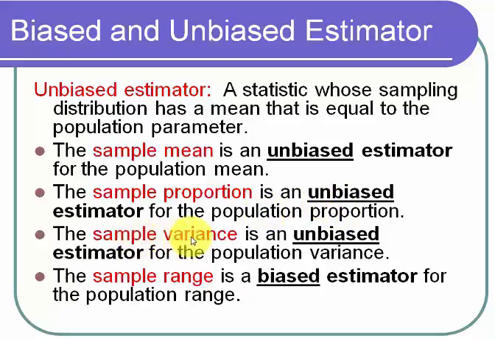Similarly, the sample variance is an unbiased estimator for the population variance. But the sample range, we saw, was a biased estimator for the population range. One thing I left out here, kind of on purpose, is the sample standard deviation. It turns out that the sample standard deviation is slightly biased. It is biased, but only by a little bit. Okay, so now that we have all of our framework for understanding sampling distributions, let's look at some examples.